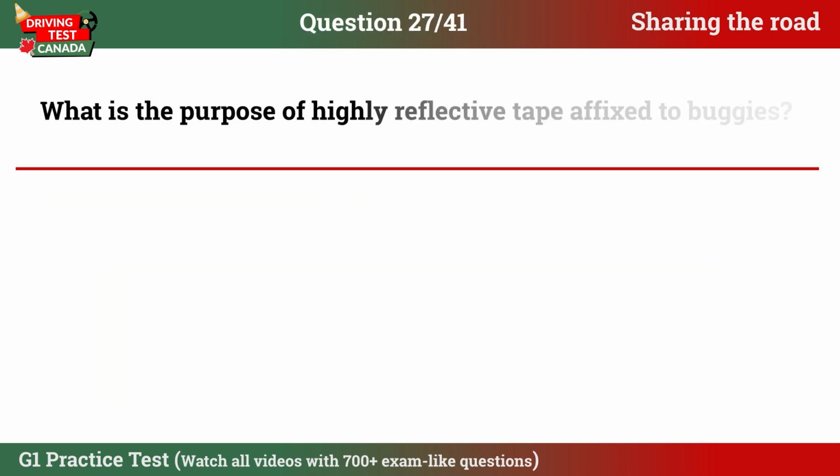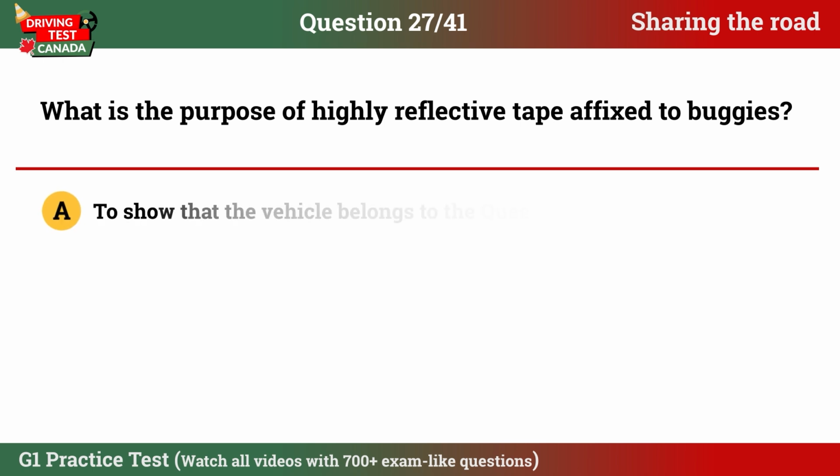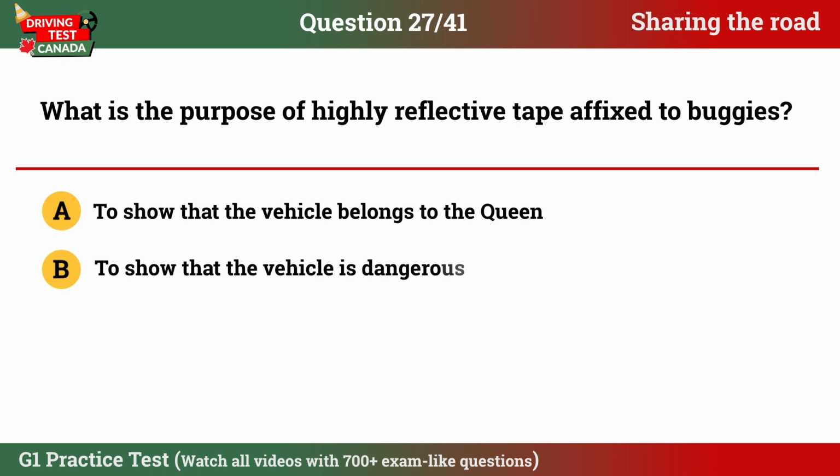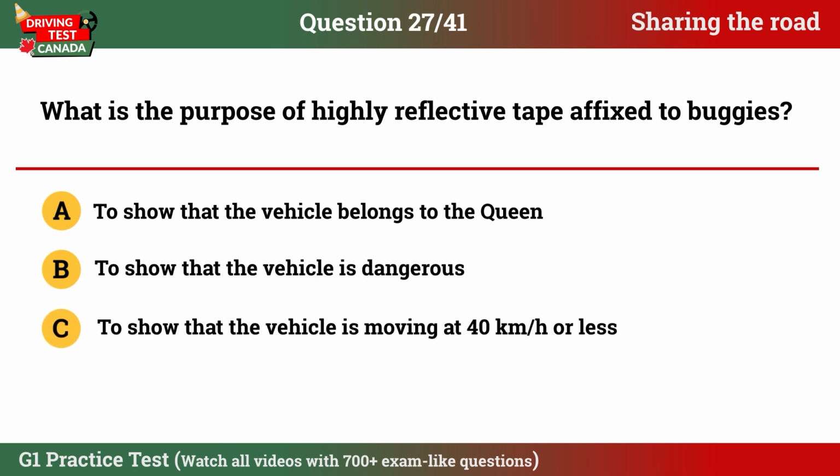Question 27. What is the purpose of highly reflective tape affixed to buggies? A. To show that the vehicle belongs to the Queen. B. To show that the vehicle is dangerous. C. To show that the vehicle is moving at 40 km per hour or less. D. None of these.